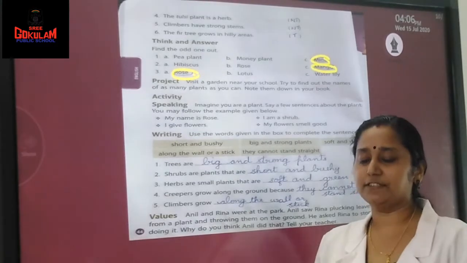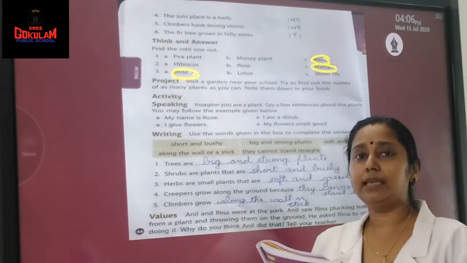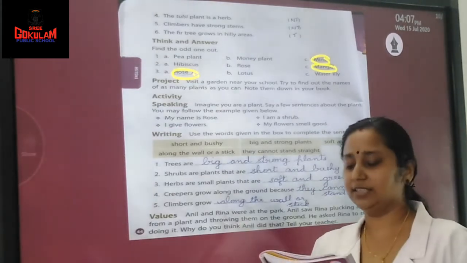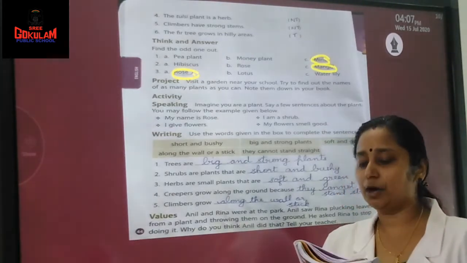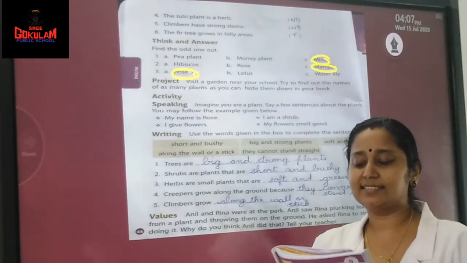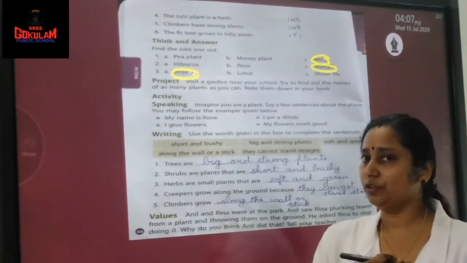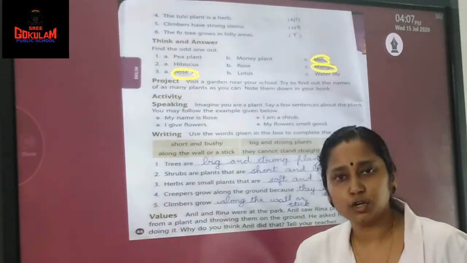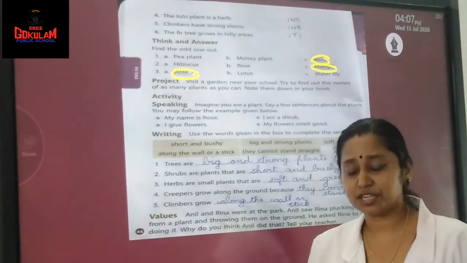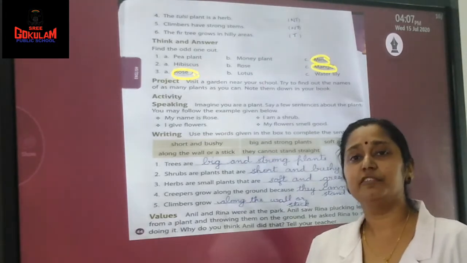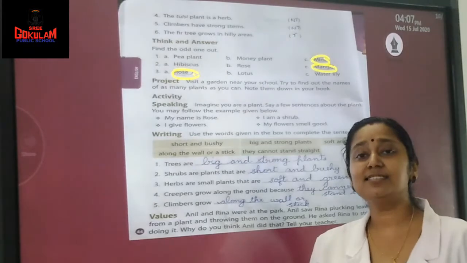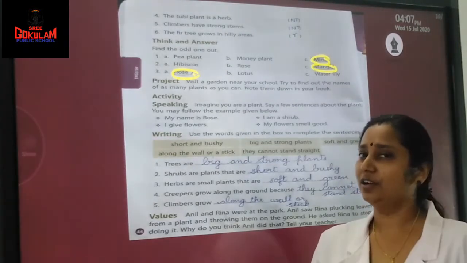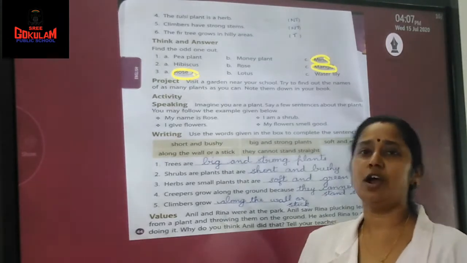Now you have the activity speaking. Imagine you are a plant. Okay, you have to imagine that you are a plant. Say a few sentences about the plant. You may follow the example given below. Now teacher is going to imagine. Now I am a rose plant. My name is Rose. I am a shrub. I give flowers. My flowers smell good. So same way you can also do this speaking activity from your house.